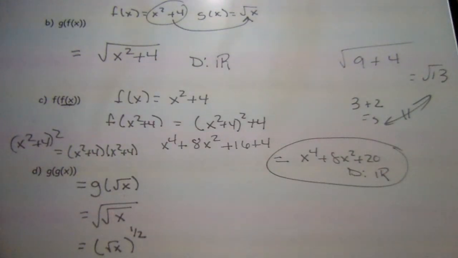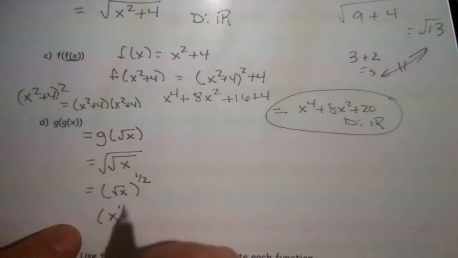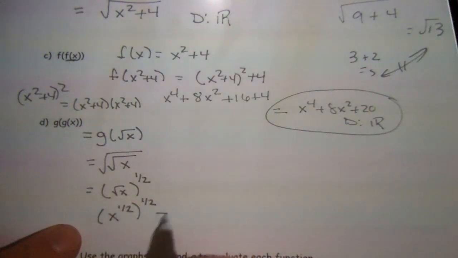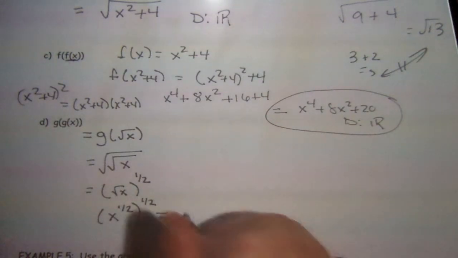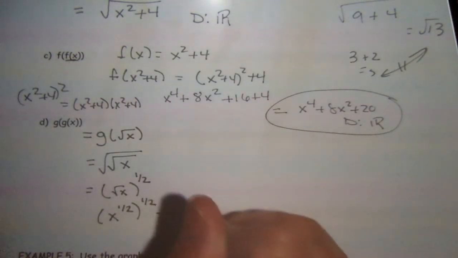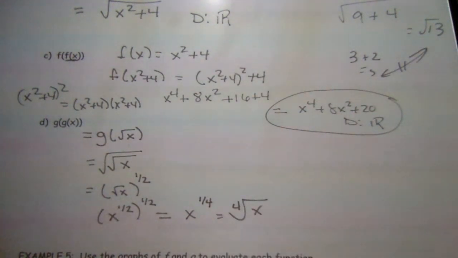Can't I take that outside radical? That means I take it and raise it to a half power, correct? The square root is the same as raise it to a half power. I do the same thing for the inside one. Square root is the same as raise it to the half power. And now power to a power, what do I do with the exponents? Multiply them. So what's 1/2 times 1/2? 1/4, which means that's the 4th root of the square root of x.